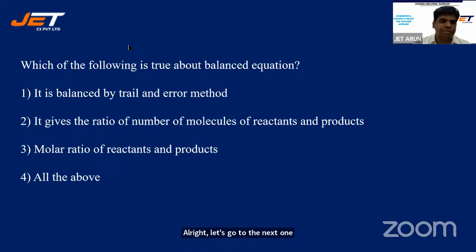Look at this, students. Which of the following is true about a balanced equation? It is balanced by trial and error method. It gives a ratio of number of molecules of reactants and products. It gives the molar ratio of reactants and products. All the above. The third option is, it gives molar ratio.